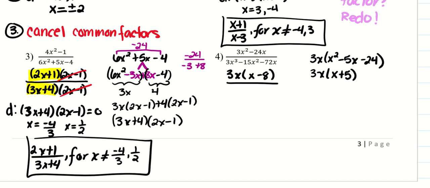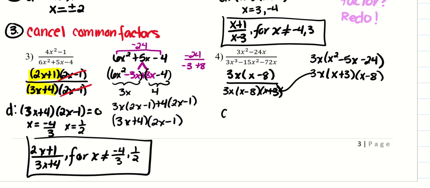Sorry, x plus 3. X plus 3, x minus 8. So this will be my denominator. I get 3x, x minus 8, x plus 3. It doesn't matter what order. It should be x plus 3. That's a plus. Okay, x minus 8, x plus 3.